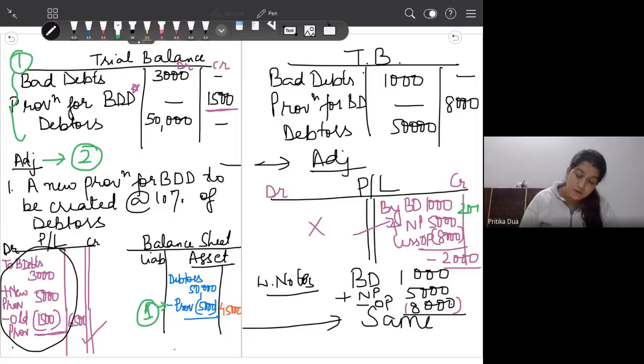Okay, so if you get a positive value, it comes to the debit side of P&L because that's an additional expense for the business. But if you're getting a negative value, then we move that value to the credit side because that is a gain for the business. So when we'll be solving questions, if a case like this appears, this is how we make the adjustment.